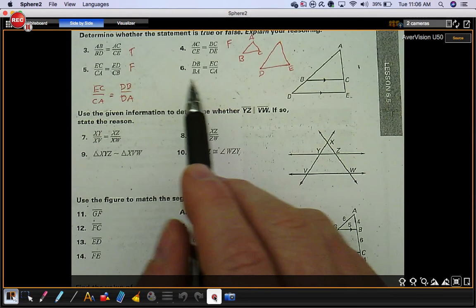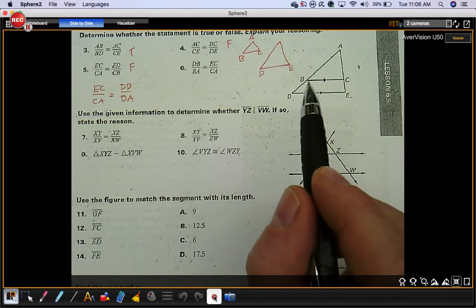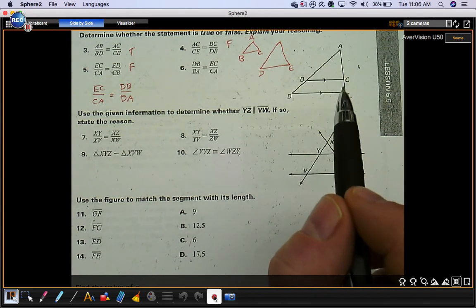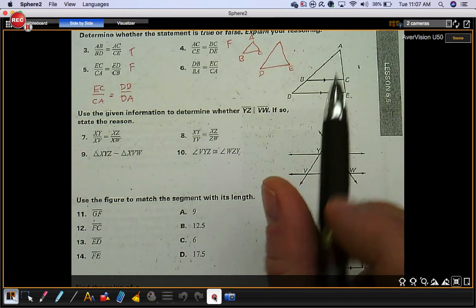Here's number 6. Segment DB, that's part of an entire side. Compare that with segment BA, that's an entire side. Over here we got segment EC, that's part of a side. Compare with segment CA. This is true.